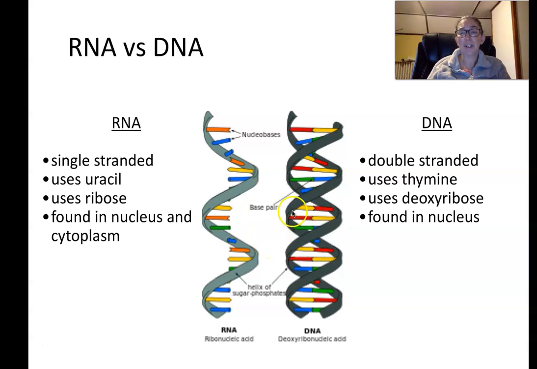They also have different sugars. So DNA has deoxyribose, whereas RNA has ribose. And they're found in different places in the cell. DNA is in the nucleus, and RNA is made in the nucleus, but then it goes to the cytoplasm. So a lot of it is found in the cytoplasm.